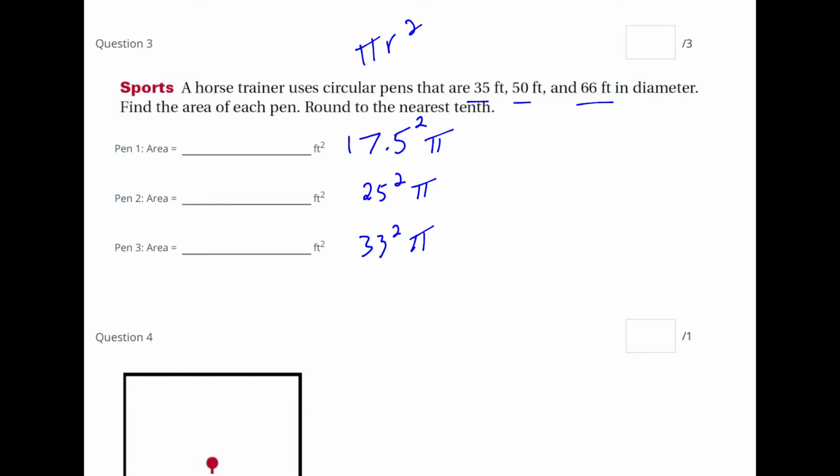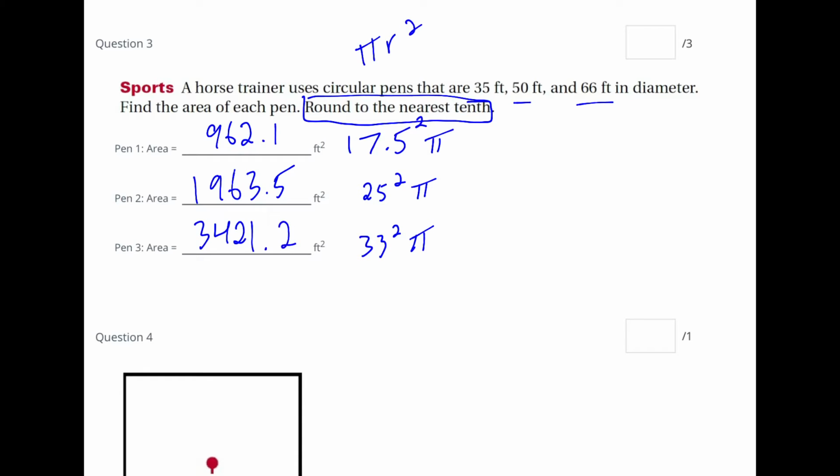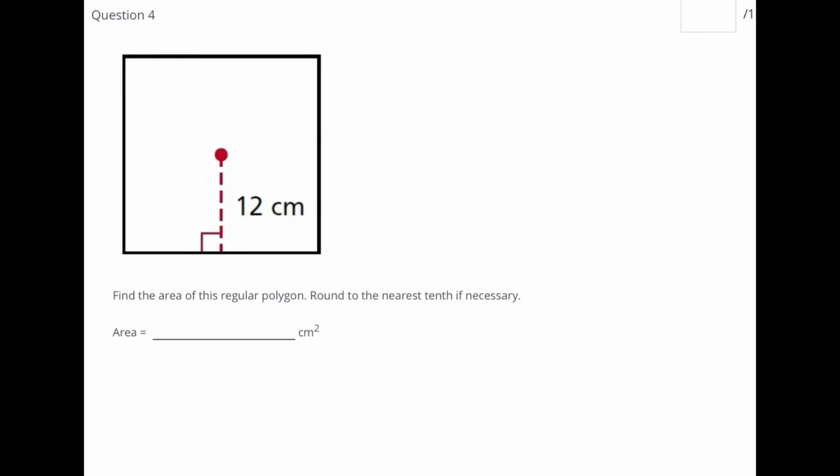Now here we're actually finding to the nearest tenth. So if you multiply by 3.14, you'll get the wrong answer. But if you use the pi button on your calculator or your phone's calculator, you'll get 962.1, 1963.5, and 3421.2, all feet squared.